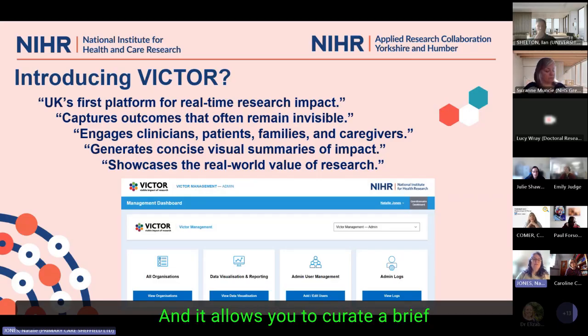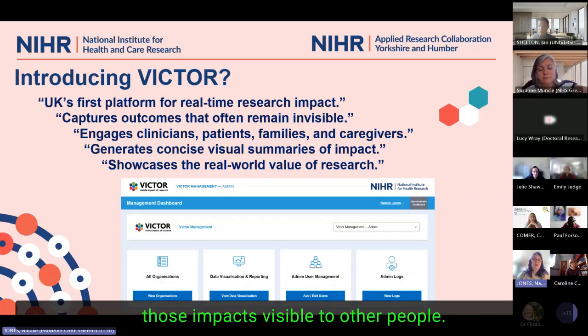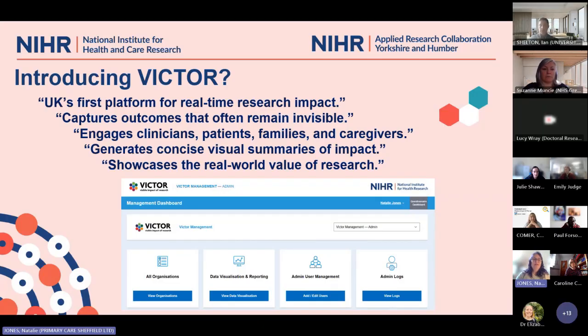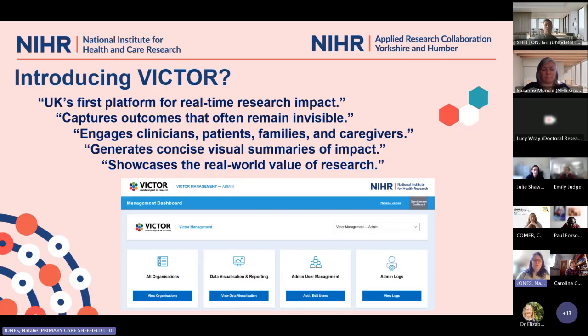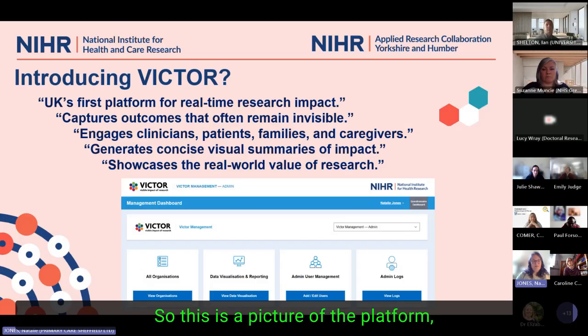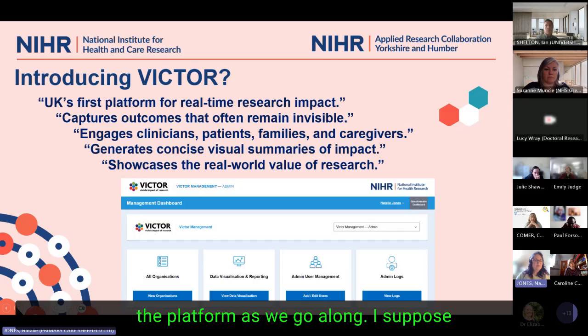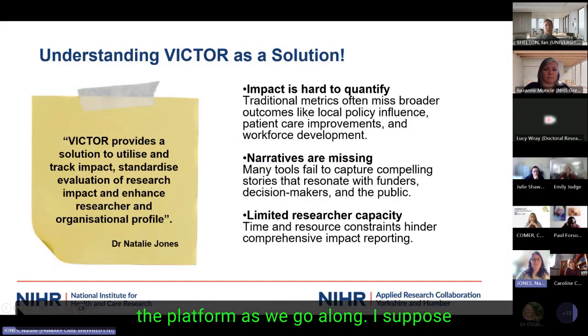And it allows you to curate a brief summary report so that you can make those impacts visible to other people. And it's a great conversation tool. And also, what you get out of it is a nice, uniform, brief summary. So this is a picture of the platform, what it looks like when you go in. There are 4 portals, and I'm going to tell you a bit more about the platform as we go along.